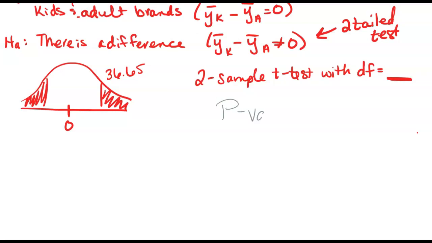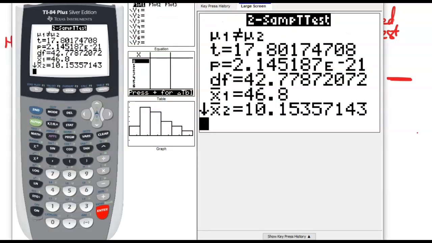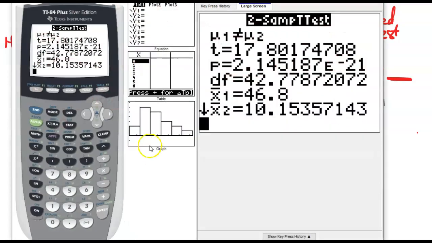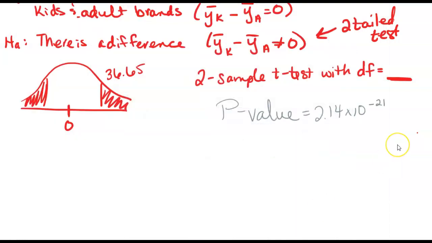Okay, so we got a p value of, I already forgot, 2.14 times 10 to the negative 20 something. 21. Let's see our degrees of freedom. Where we go? Right here, 42.77. So we could just say 42.8.